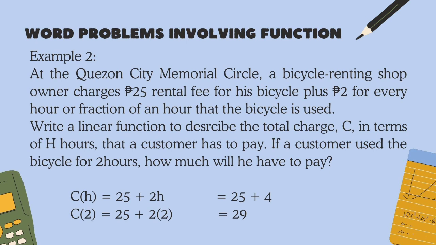The total charge, C(H), equals 25 plus 2H. Since the customer has used the bicycle for 2 hours, his total charges will be C(2) equals 25 plus 2 times 2. 2 times 2 is 4. So it will be 25 plus 4. 25 plus 4 is equal to 29. So if the customer has used the bicycle for 2 hours, he has to pay 29 pesos.